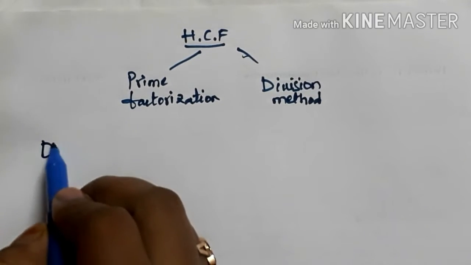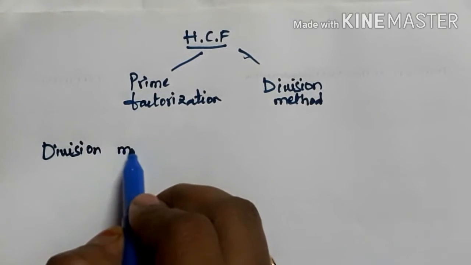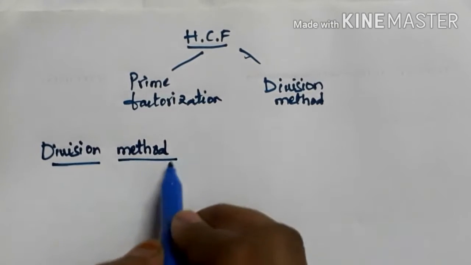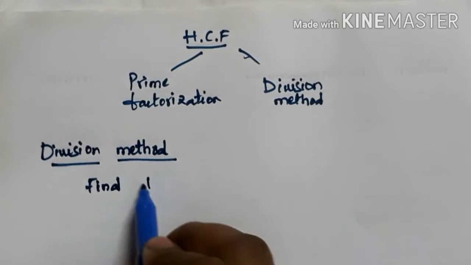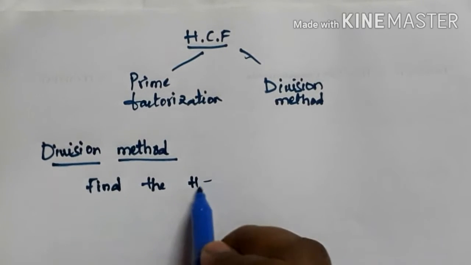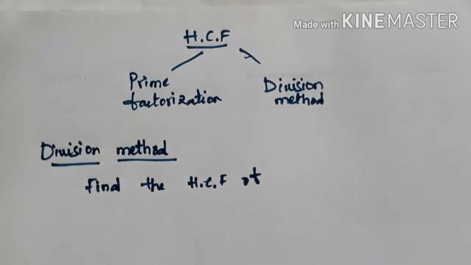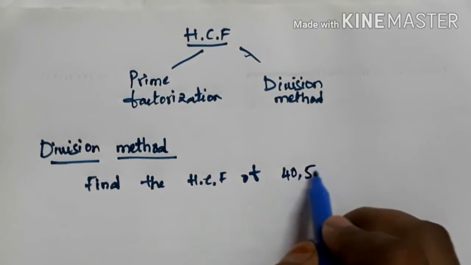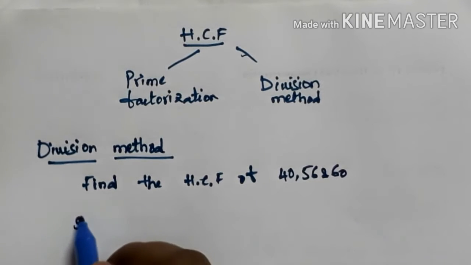Division method. Take an example. Find the HCF of 40, 56 and 60. To find the HCF, you have to follow 3 steps. In step 1, take two numbers, 40 and 56.